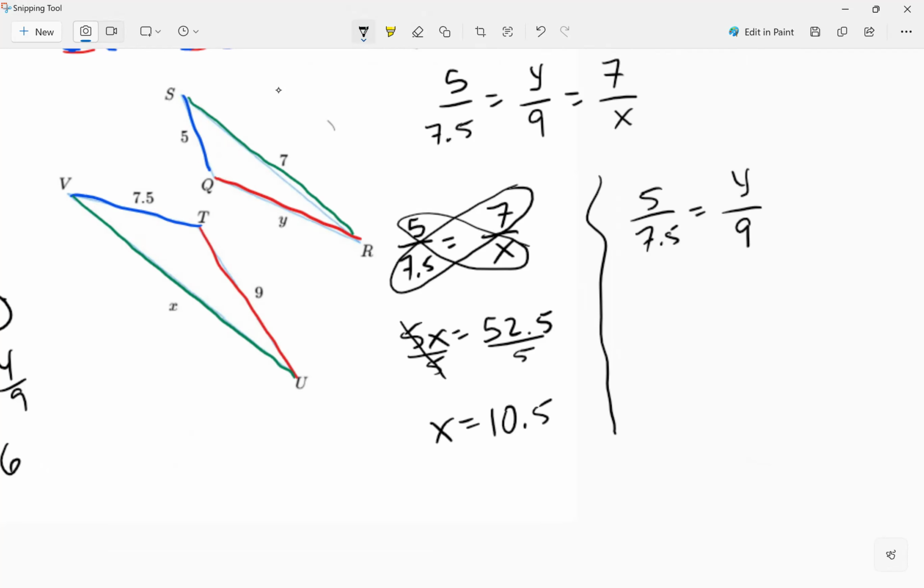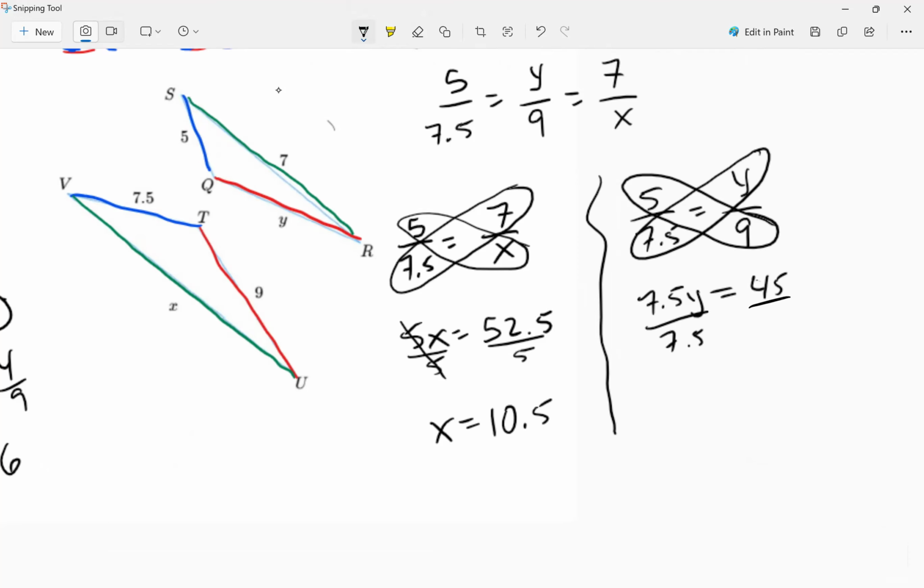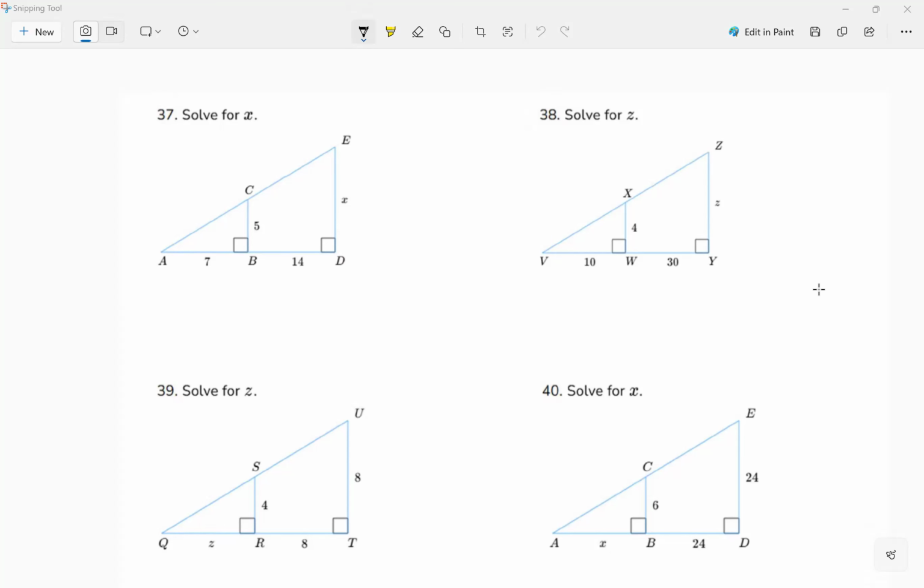Now to solve for y, let me cross multiply. 7.5 times y is 7.5y equals 9 times 5, that's 45. So I have that 7.5 times y is equal to 45. Let me divide both sides by 7.5, and I get y is equal to 6. Now looking at number 37, let's see, solve for x.